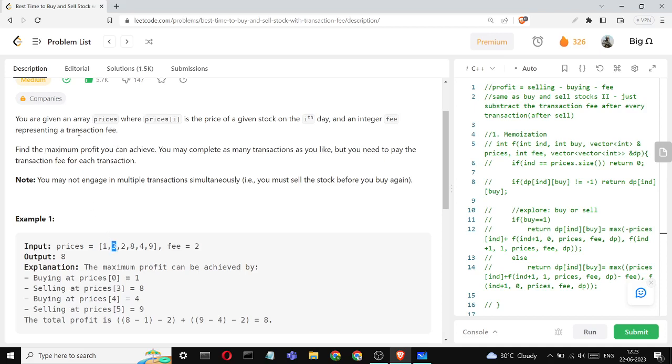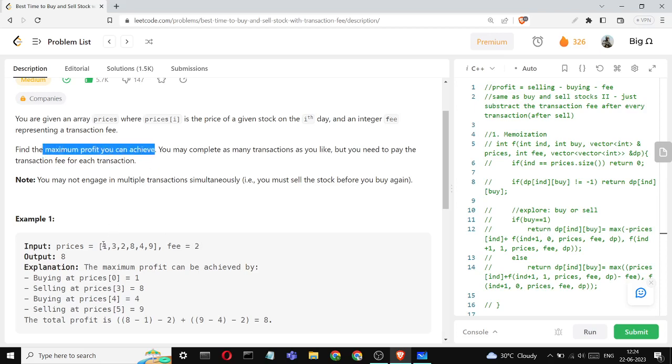And another variable is given, fee, that is nothing but a transaction fee. What a transaction means is, if you buy something and then you sell something, that is called one transaction. So for that you need to give this amount of money every time for every transaction. You have to find the maximum profit you can achieve.